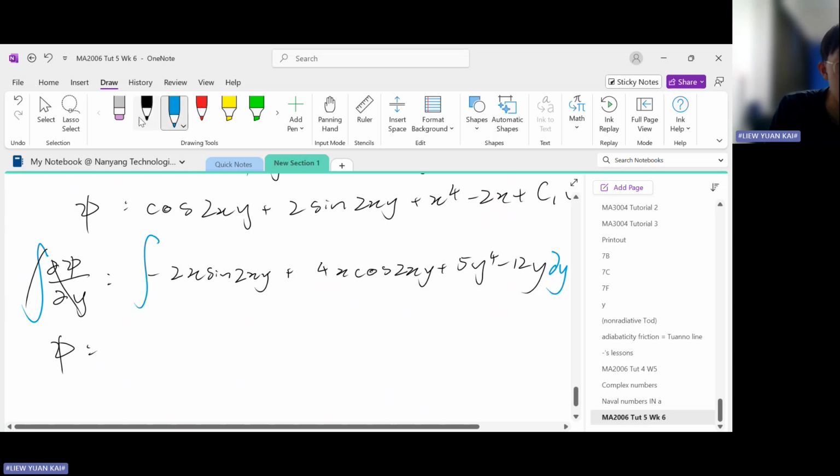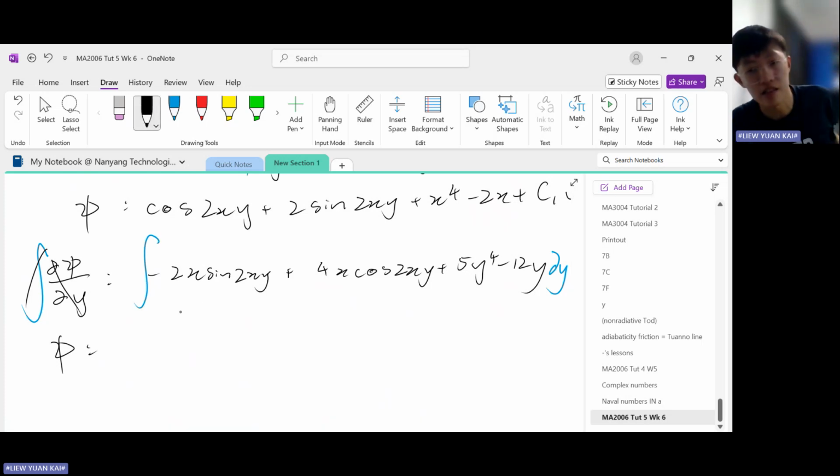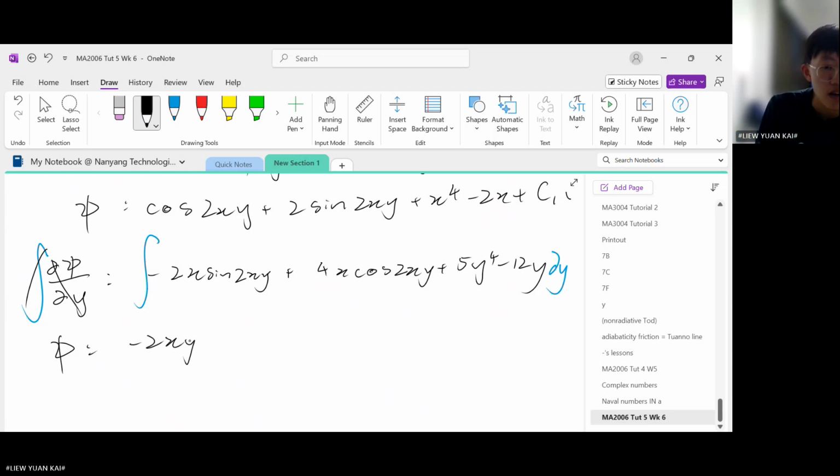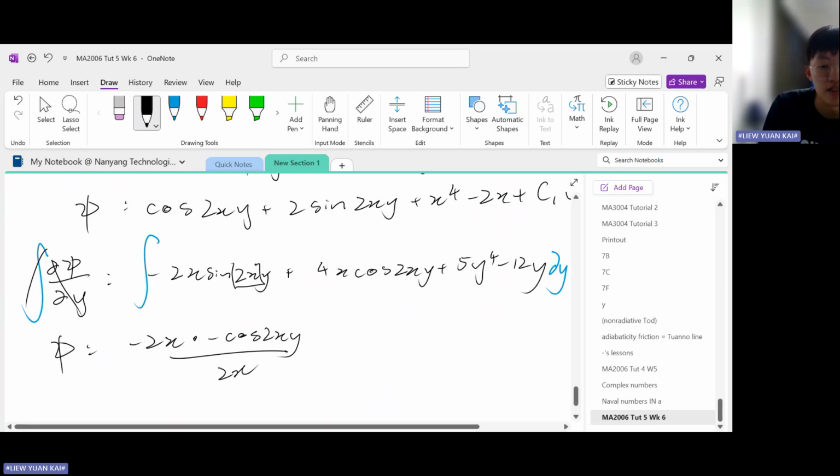Integrating this side, okay? Remember, now we are partially integrating with respect to y. We treat x as a constant. So this, copy it down because it's a constant. Then integrating this, the integration of sine is negative cos. Then don't forget, divide by the derivative of the inside with respect to y. So this will become 2x because x is seen as a constant.